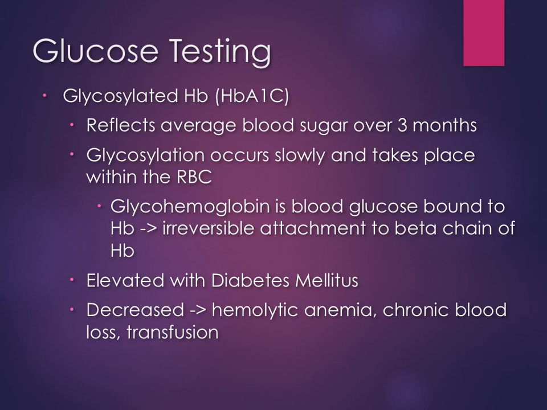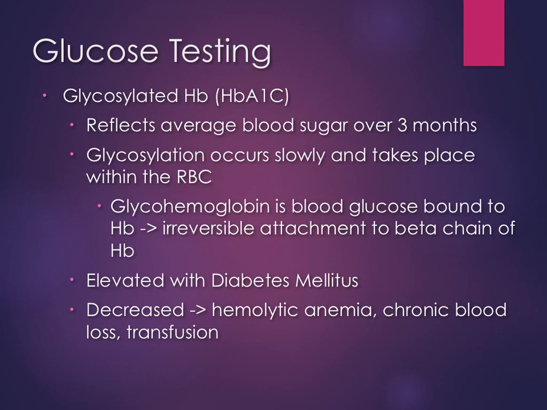The glycosylated hemoglobin, otherwise known as the hemoglobin A1C, reflects the average blood sugar over a 3-month period. Glycosylation, which is basically the binding of glucose to a protein molecule, occurs slowly and typically takes place within the red blood cell. Within the red blood cell, there's hemoglobin, which is a protein. So you get glycohemoglobin, which is blood glucose bound to the hemoglobin. It's an irreversible attachment to the beta chain of the hemoglobin. And this test is elevated in people with diabetes.